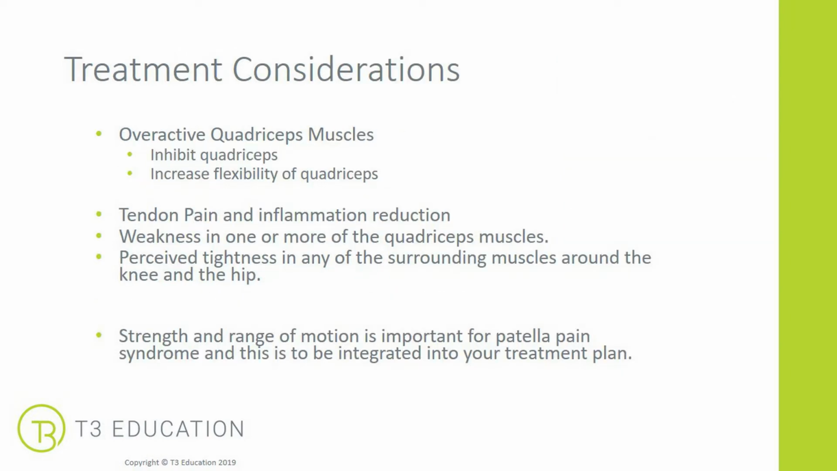When working with clients or patients with anterior knee pain, it's important to consider all different options based on what you found in your assessment or examination. You may want to consider overactive quadriceps, and you may need to inhibit those quadriceps and or increase range of movement and flexibility through the quadriceps tissue to increase range of motion at the joint. You may want to decrease that pain around the tendon and reduce any inflammation around that area if your client is presenting with acute pain. There may be weakness in one or more of the hamstrings creating that pain. So further into your treatment, you may want to consider some quadriceps strengthening.